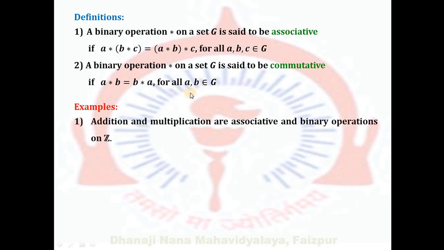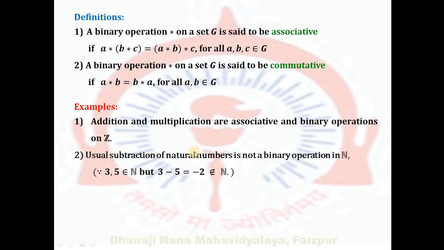Now examples. Addition and multiplication are associative binary operations on Z, because we know that on the set of integers, if we take any two integers, then their addition is also an integer and multiplication is also an integer. So these two are binary operations on the set of integers. Usual subtraction of natural numbers is not a binary operation on N, because if we take two natural numbers, suppose 3 and 5, then 3 minus 5 is equal to minus 2, which is not a natural number. So subtraction is not a binary operation on the set of natural numbers.